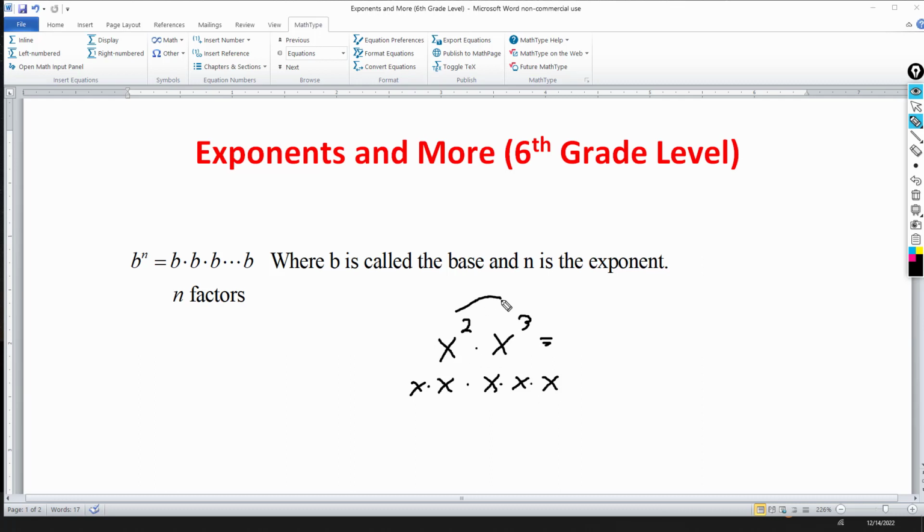So another way to write this, instead of this way, I can write it with the base x and the exponent 5. Notice that's the same thing as adding these exponents. Two factors of x and three factors of x is 5 factors. So if you have the same base, let me make the base 2 there. What does this give me? Two factors of 2, that's 2 times 2, which is 4. And then three factors of 2, that's 2 times 2 times 2, which is 8. 4 times 8 is 32.